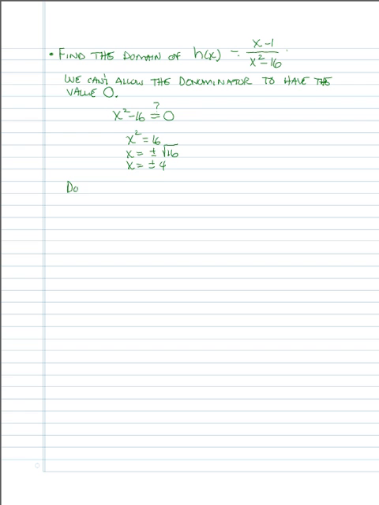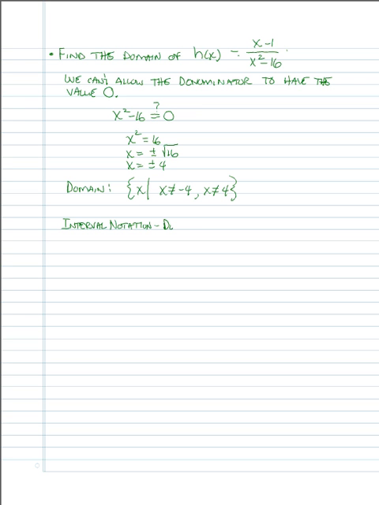And so the domain will be any values of x except those two. So we'd say the domain is the set of all x's such that x is not equal to negative 4 and x is not equal to positive 4. That's the domain. Now in interval notation, this is what we'd have to write.